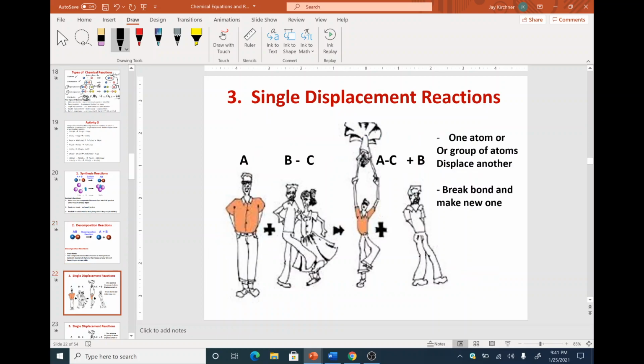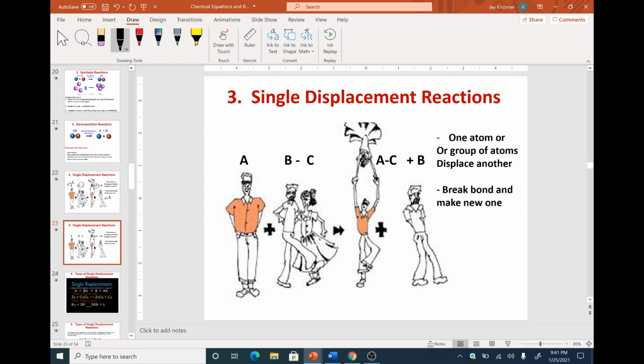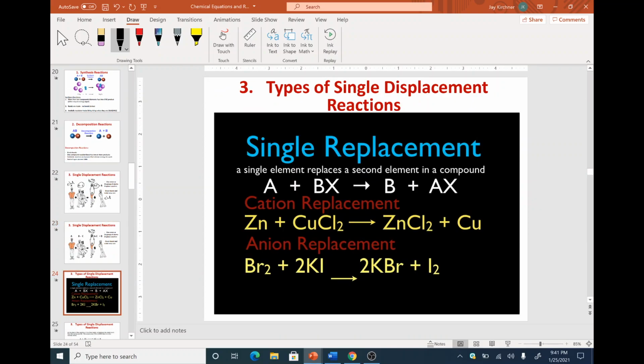Single replacement. Let's look at this a little bit more closely. So we have an element, and a new element leaving. But these are compounds. They have more than one element bonded together. So let's look at some examples. Here's an element, zinc by itself. Now we have a compound, copper 2 chloride, but now the zinc takes the place of the copper, and the copper, which used to be with the date, goes home alone.